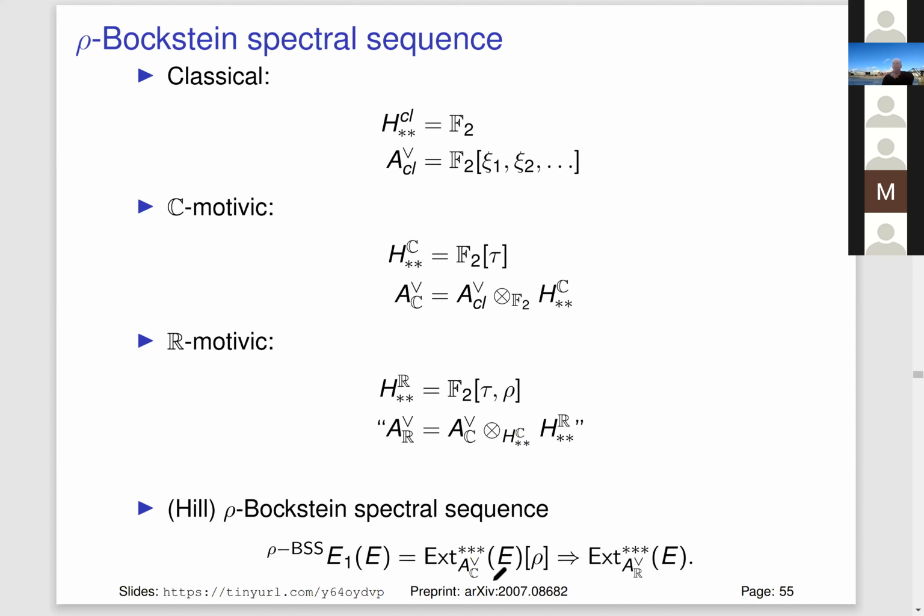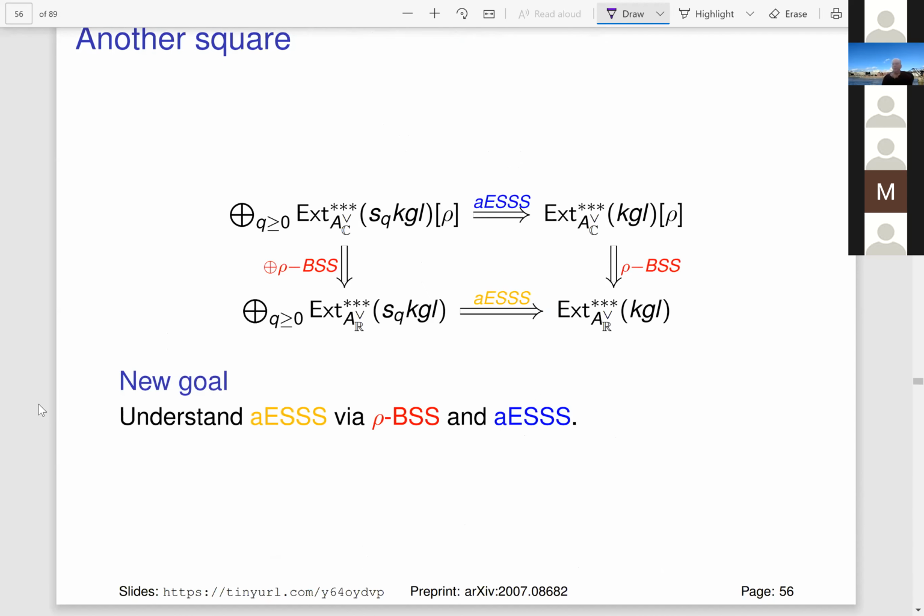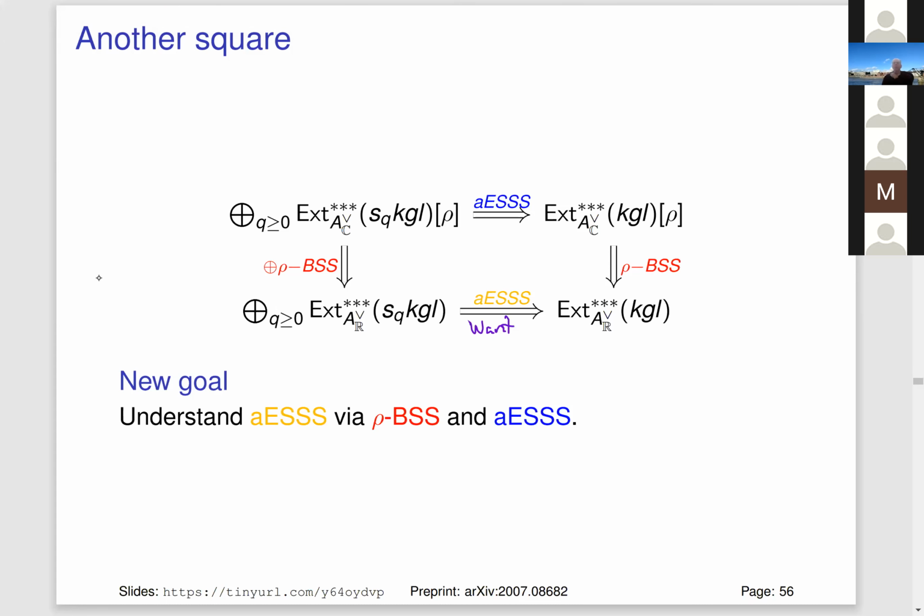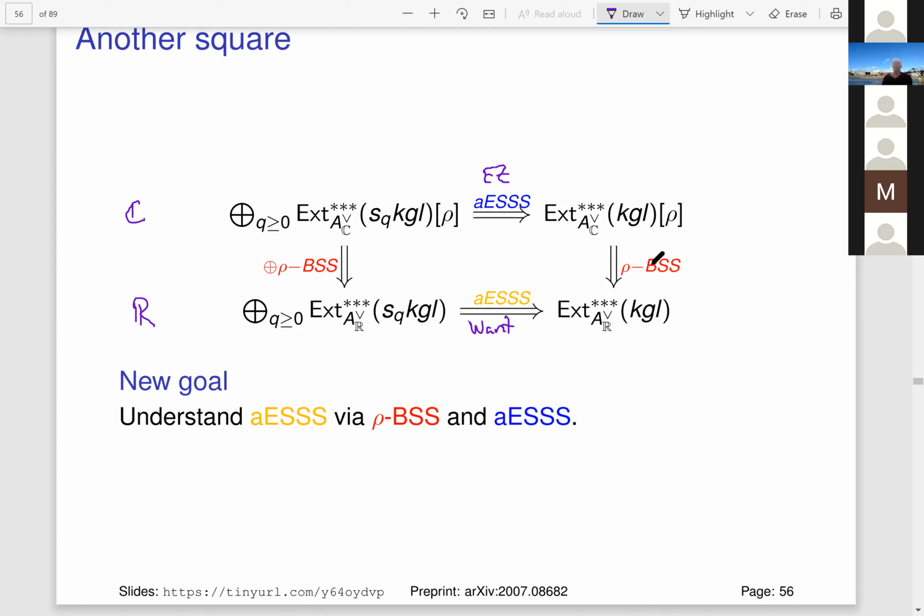So your spectral sequence starts with these somewhat easier to understand complex motivic Ext groups. You would adjoin this polynomial generator rho. Then your spectral sequence says, well, what is rho actually supposed to be doing? And after you figure that out, you've computed real motivic Ext. So this is the Rho-Bockstein spectral sequence. So now I guess I've told you this is what we want. I'll claim that this C-motivic algebraic effective slice spectral sequence is easy to understand. So really what we need to do is understand these Rho-Bockstein spectral sequences. And then I'll tell you why this is easy at the end.